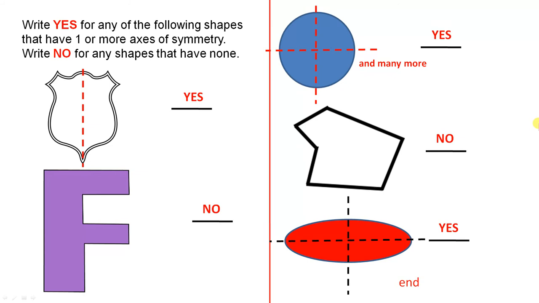So this video has introduced the idea of axis of symmetry, and we've seen shapes which have 1 or more axes of symmetry, and some shapes do not have any.